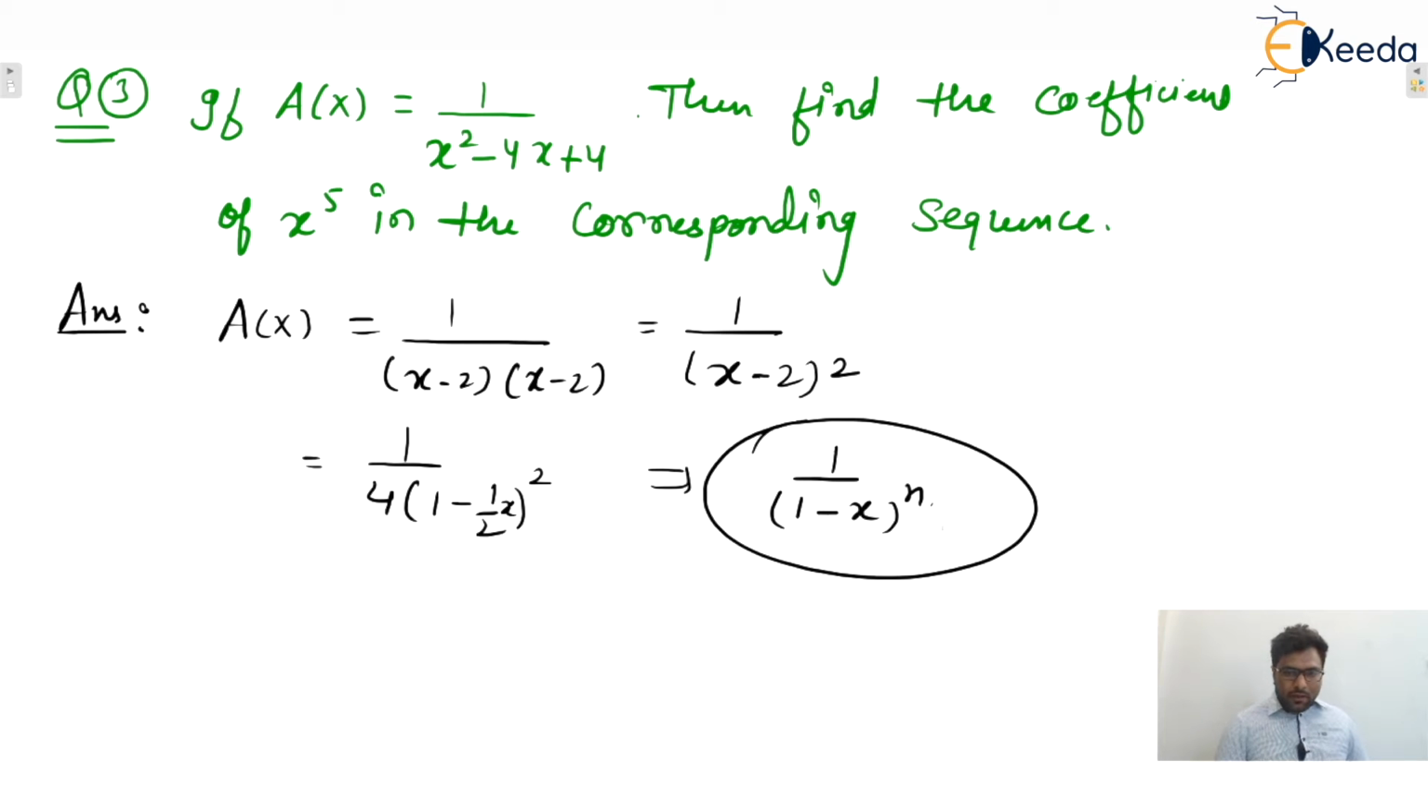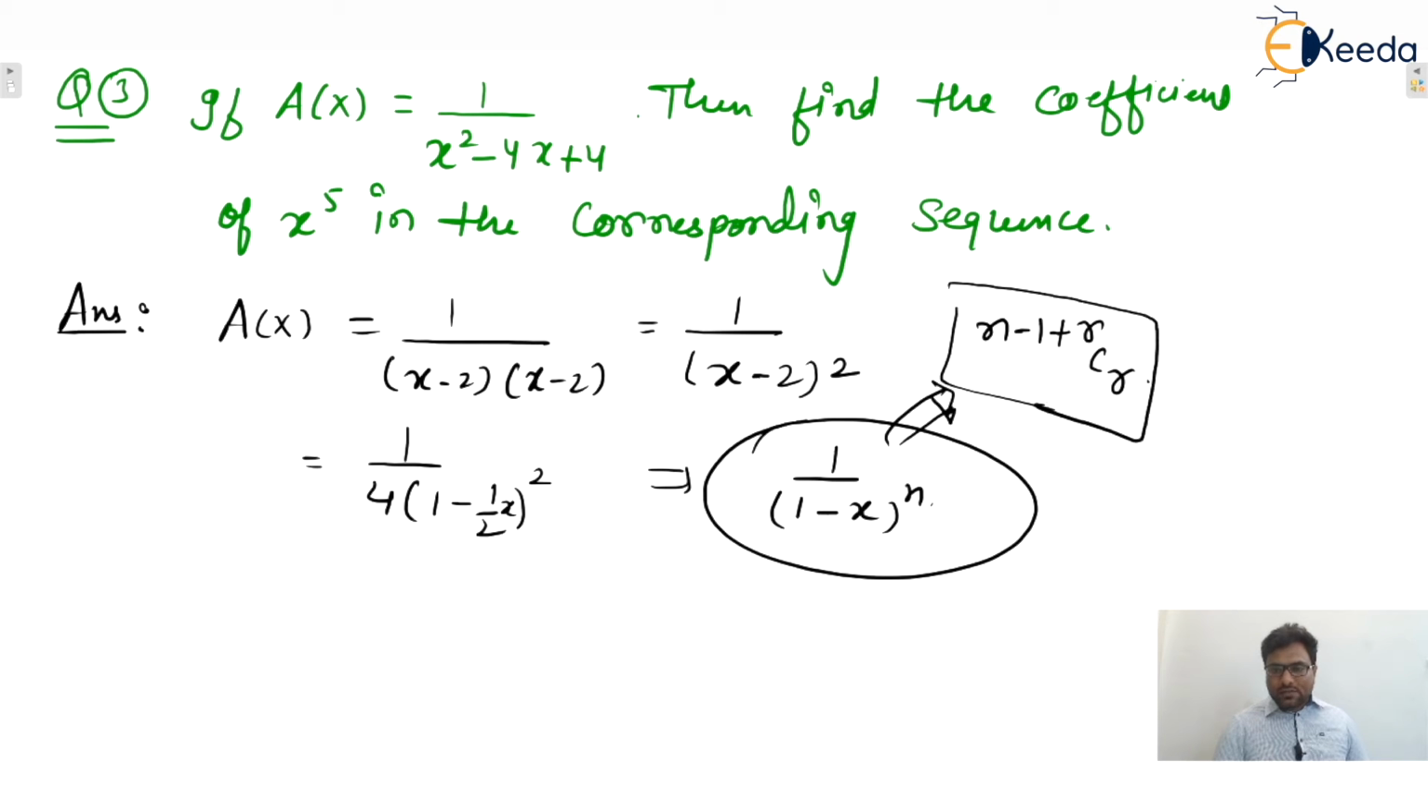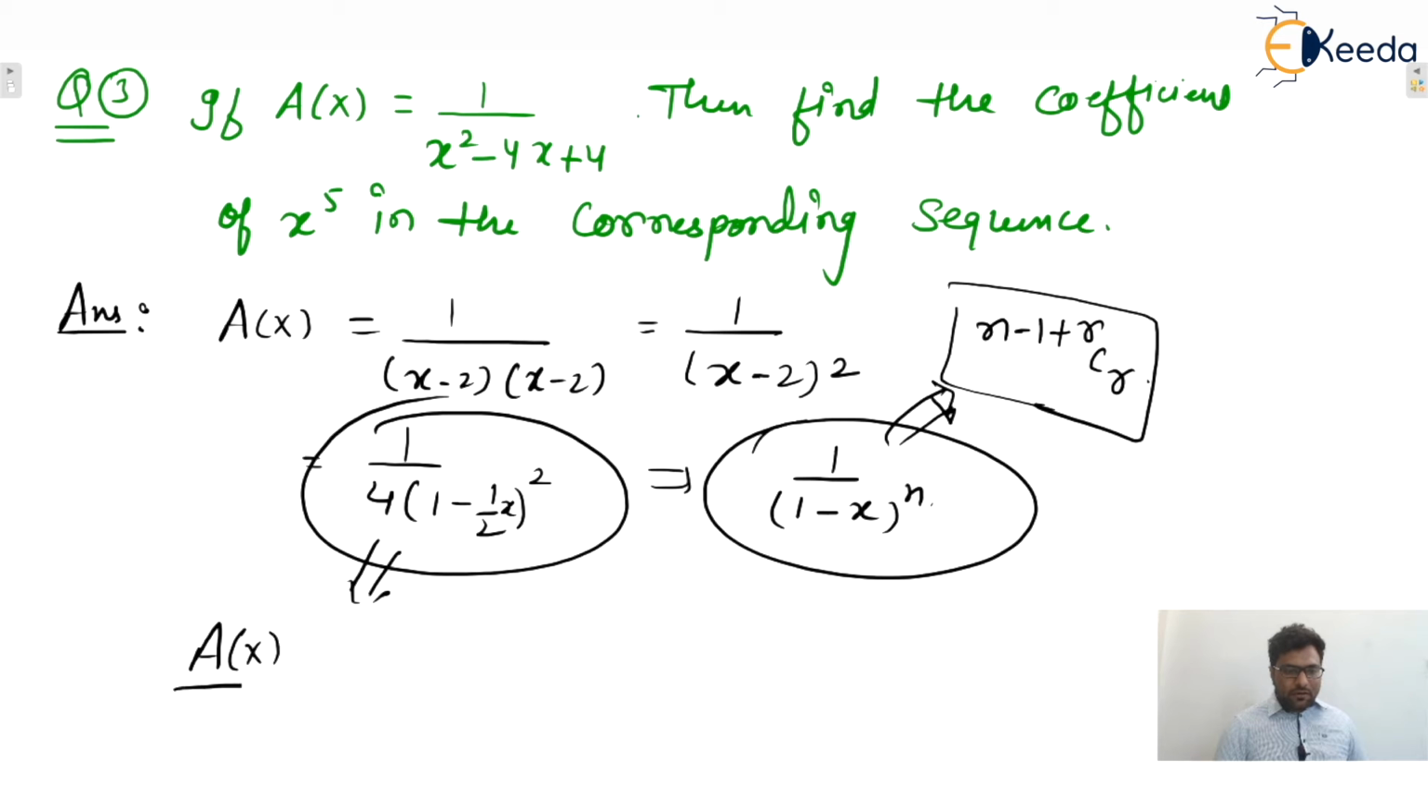Now you tell me, what is the sequence corresponding to this one? You know that it is (n minus 1 plus r) C r. That is the corresponding sequence. If this is the sequence, then what will be the sequence for this one? So apply the properties, and after applying the properties, this becomes 1 by 4 into (1 minus 1 by 2 x) whole square. This becomes this one, or not?